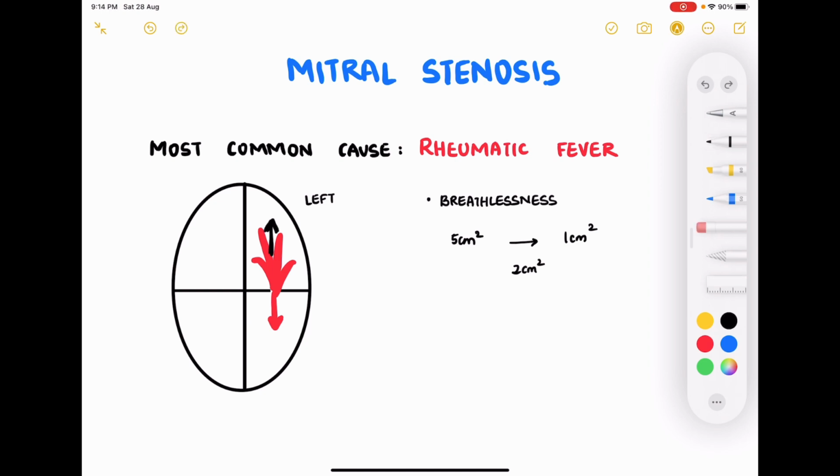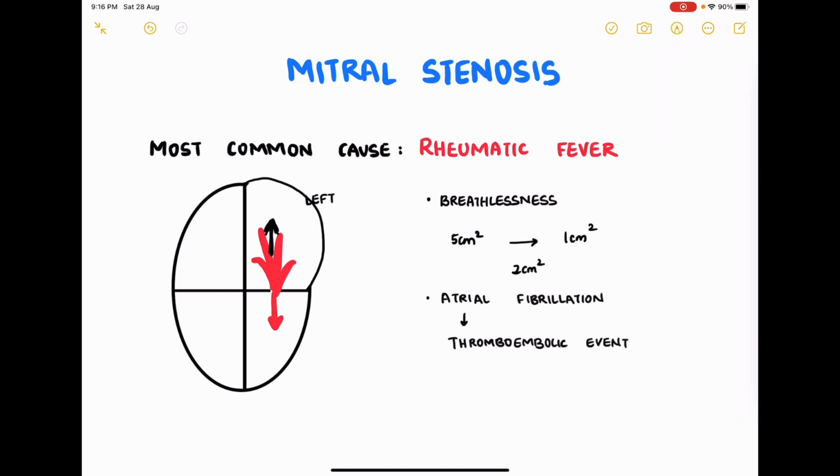As already mentioned, the left atrial pressure increases, and this will eventually lead to left atrial dilatation, something like this. Left atrial dilatation can lead to atrial fibrillation, and we know that atrial fibrillation can anytime lead to clot formation in the atria. This clot can get disseminated into the systemic circulation, and it can even lead to ischemic stroke.